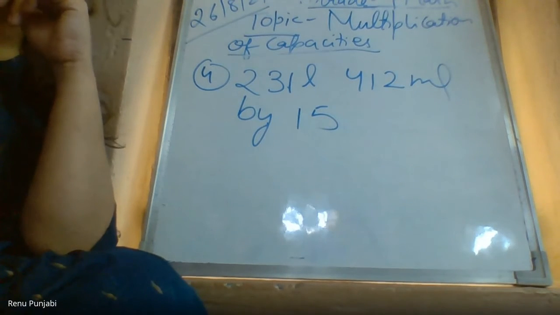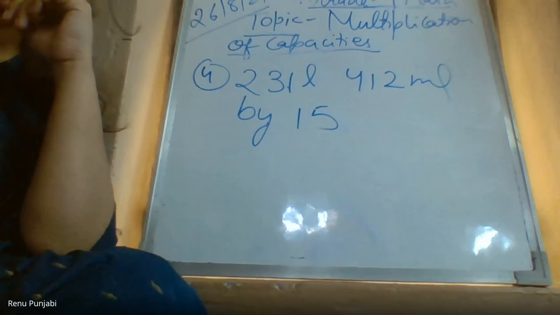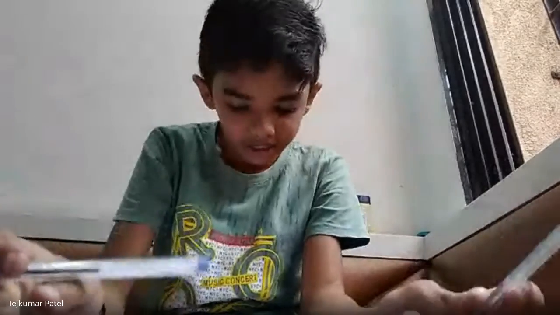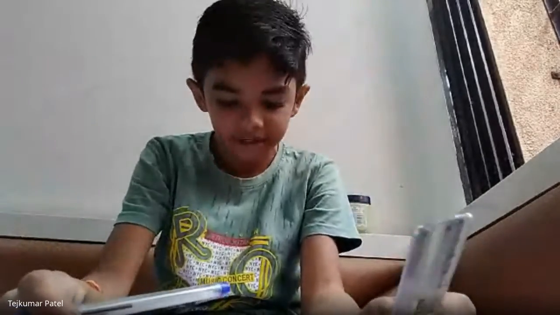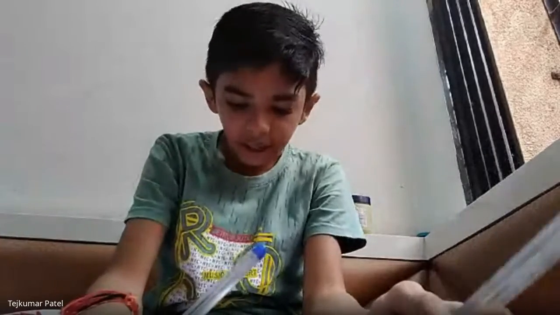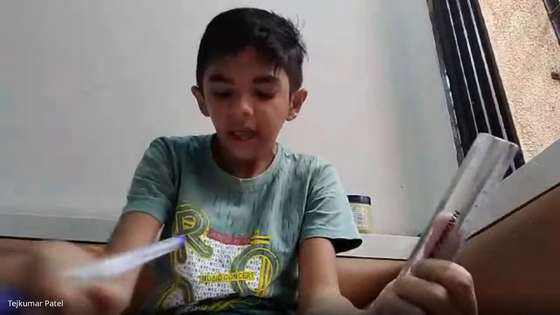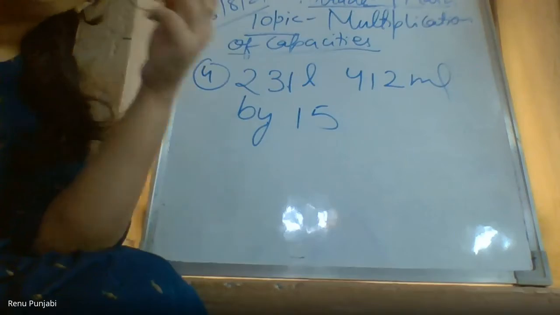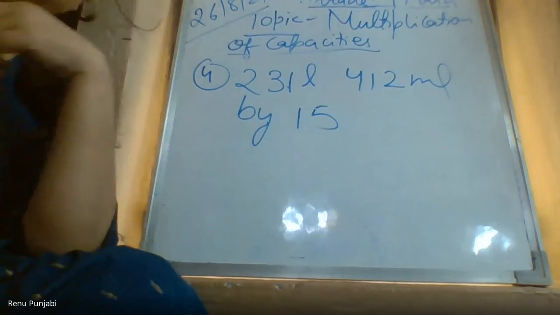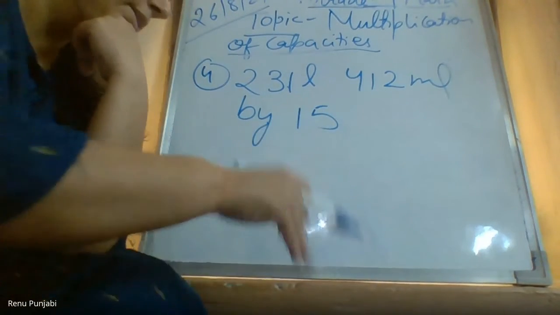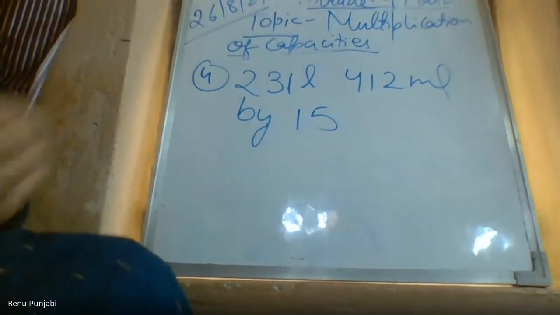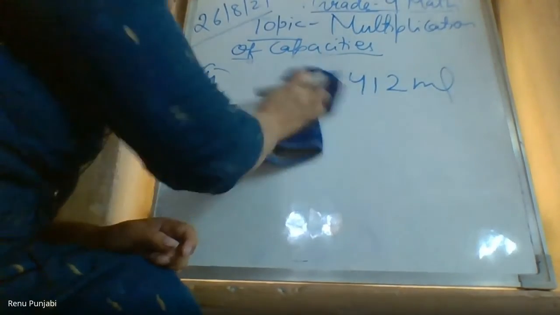Who will give me the answer? Ma'am, I can give. Yes, Tej Kumar. Ma'am, 3,471 liter and 180 milliliter. Excellent, Tej Kumar. Very good. So I will erase the board and I will write it column wise because I don't have a space.